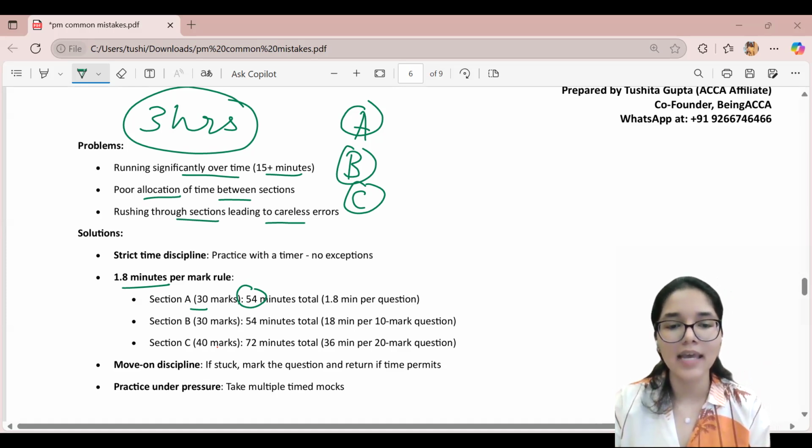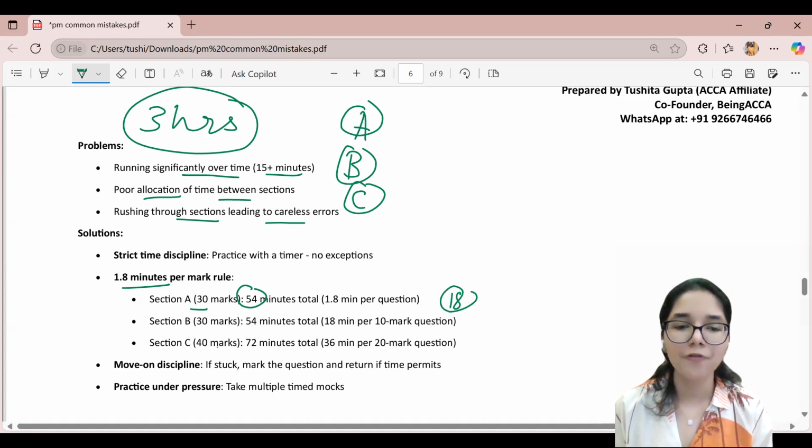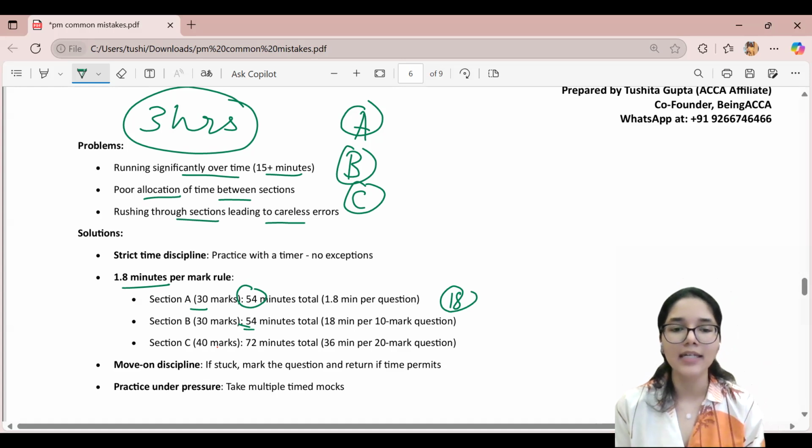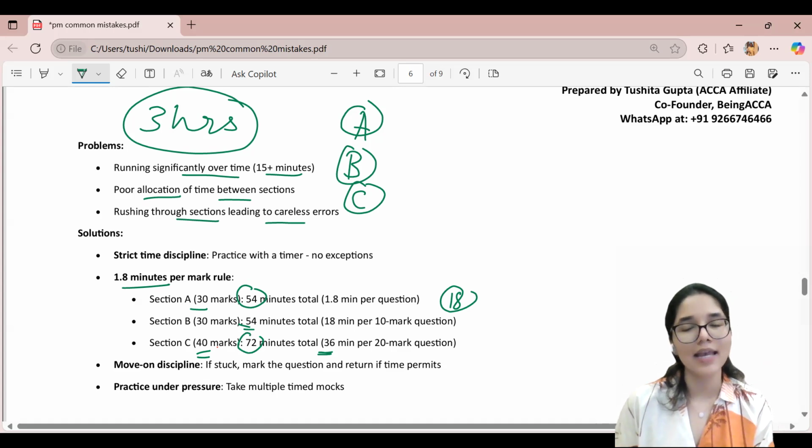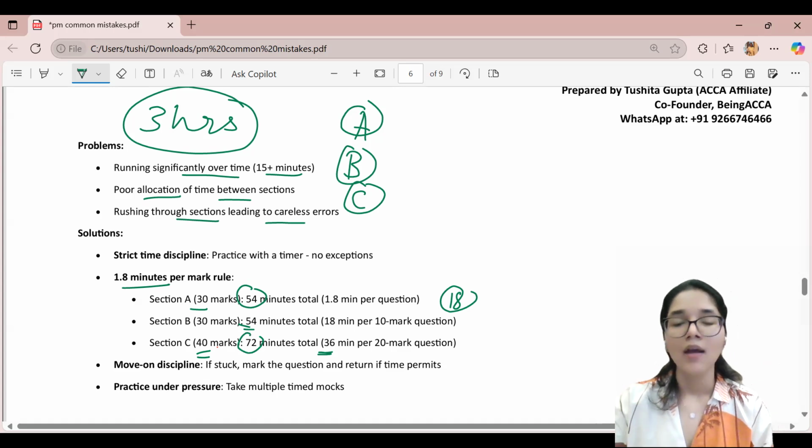Section B also, same. One case study will have 18 minutes for you. So 54 minutes for a total of three case studies. And then section C, you have 40 marks. That would mean 36 minutes per 20-mark question. So in total, you should have 72 minutes for answering section C requirements in the paper.